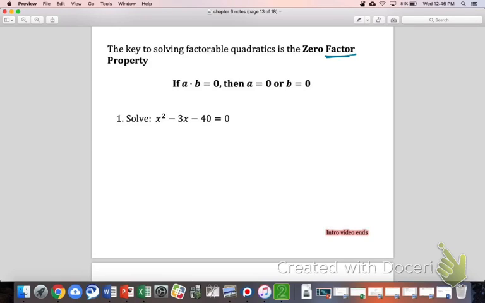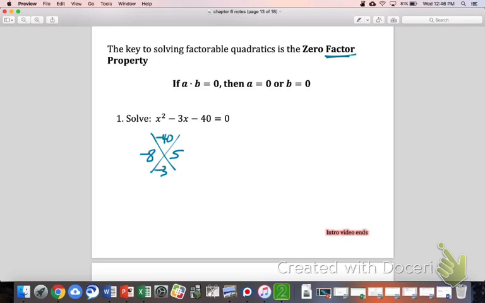Let's notice a couple things about this. First of all, the a is 1, and so we can use kind of that easier method, the diamond method, to do this. And so that's what I'm going to do here first. The AC is negative 40. The b value is negative 3, and so we need to ask ourselves what numbers multiply to be negative 40 and add up to be negative 3. So take a minute, pause the video if you want, and try to figure this out. But the correct numbers here would be negative 8 and 5.